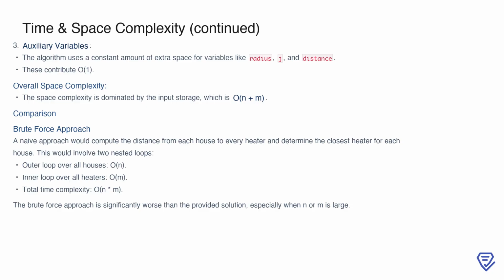To put this into perspective, let's compare this solution with a brute force approach. In a naive method, we would calculate the distance from each house to every heater and determine the closest heater for each house. This approach involves two nested loops, one iterating over all houses, O(n), and the other over all heaters, O(m). The total time complexity for this brute force approach would be O(n * m), which becomes infeasible as the number of houses or heaters grows larger. Clearly, the optimized solution is far superior.